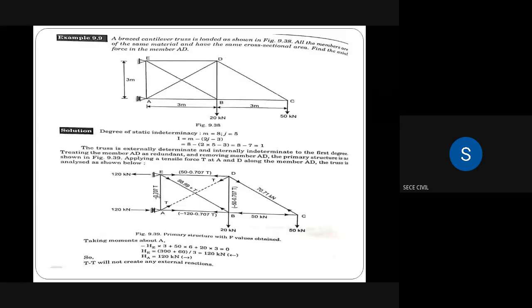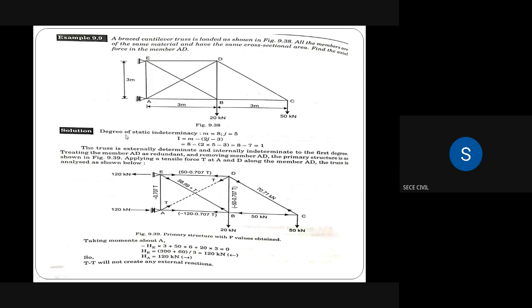Next, we'll solve a problem. A braced cantilever truss is loaded as shown in the figure. All the members are of the same material, say steel, and have the same cross sectional area. Find the axial force in the member AD. They are asking for the member force in the member AD, so we have to calculate that.